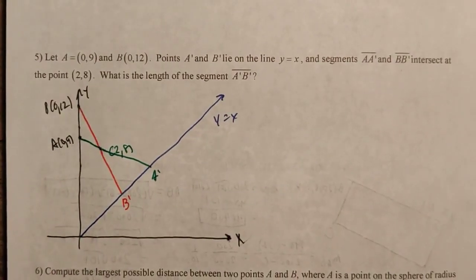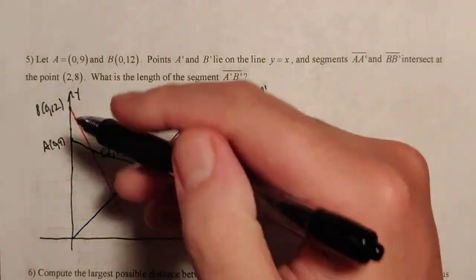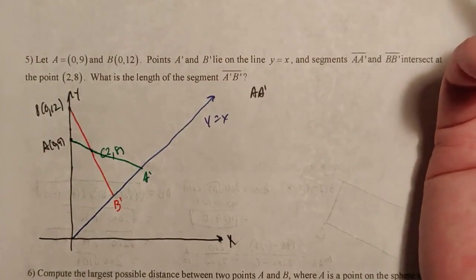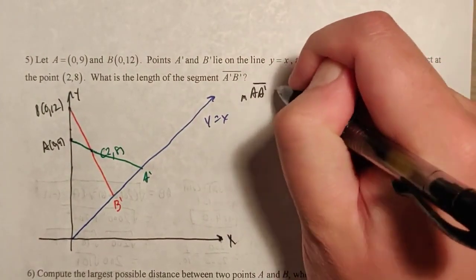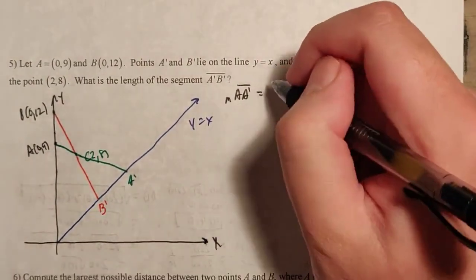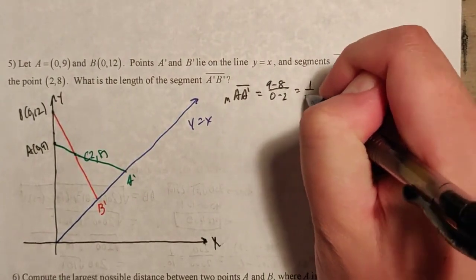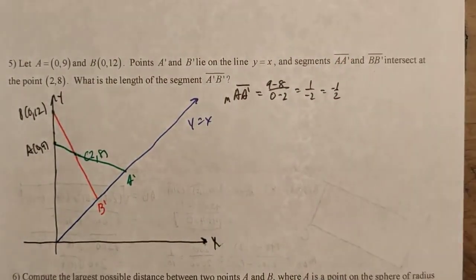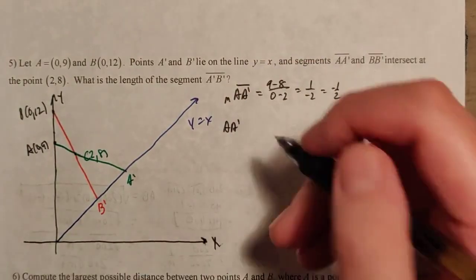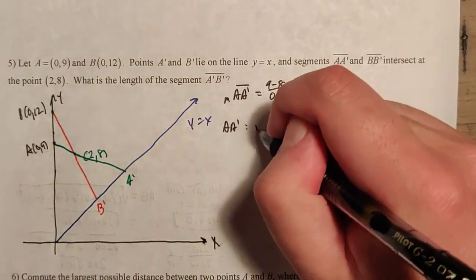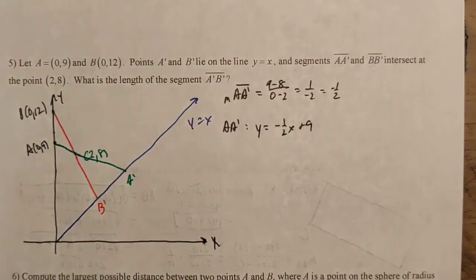So we can just do this one at a time, right? We know that AA prime, well, let's see here. The fact that A and B are on the y-axis is really nice here. So we can calculate the slope of AA prime. The slope of AA prime is just going to be 9 minus 8 over 0 minus 2, which is 1 over minus 2, which is minus 1/2. So since we know the slope is negative 1/2, and it passes through point 0, 9, the equation is y equals minus 1/2 x plus 9.